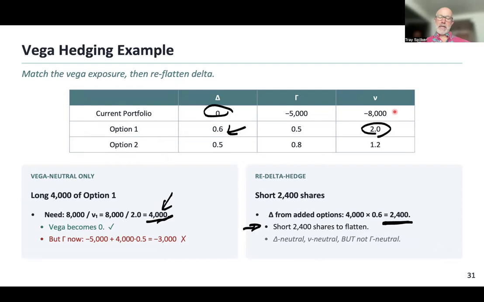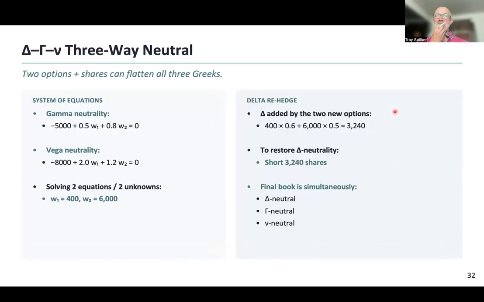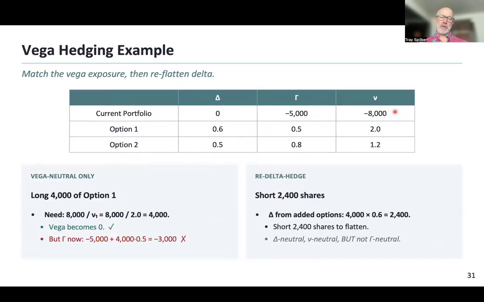So now we're delta and vega neutral, but we are not gamma neutral. Why? Well, because we bought 4,000 units of option one, and option one has a gamma of 0.5, right? So we're now exposed to a gamma of negative 3,000. As you might imagine, we might be keen to get rid of that exposure, right? This leaves us with a fair bit of risk here. So, on the next slide, let's take advantage of how to do that because we have two options that I listed on the prior slide. So, coming back here, we've got option one and option two. We've only used option one. Now we're going to use option two to help us with our gamma exposure.